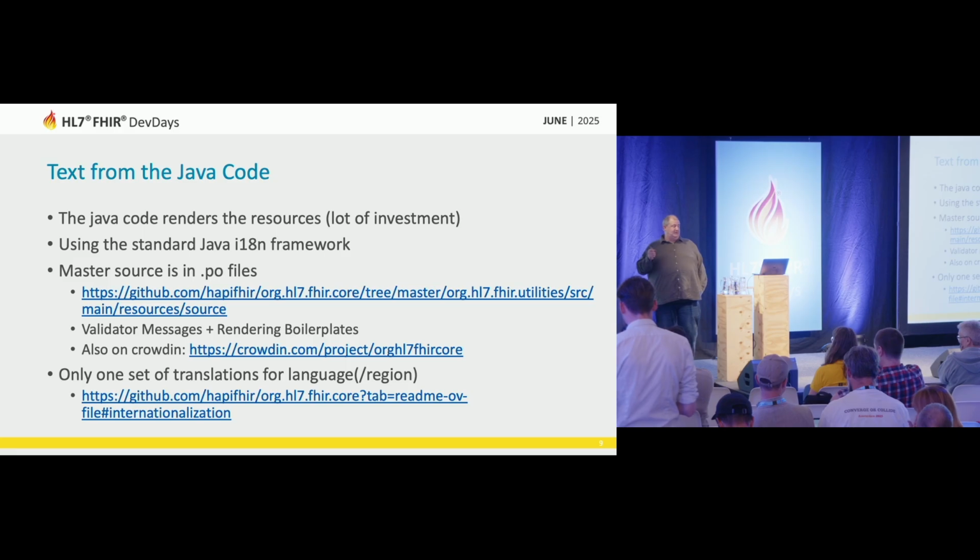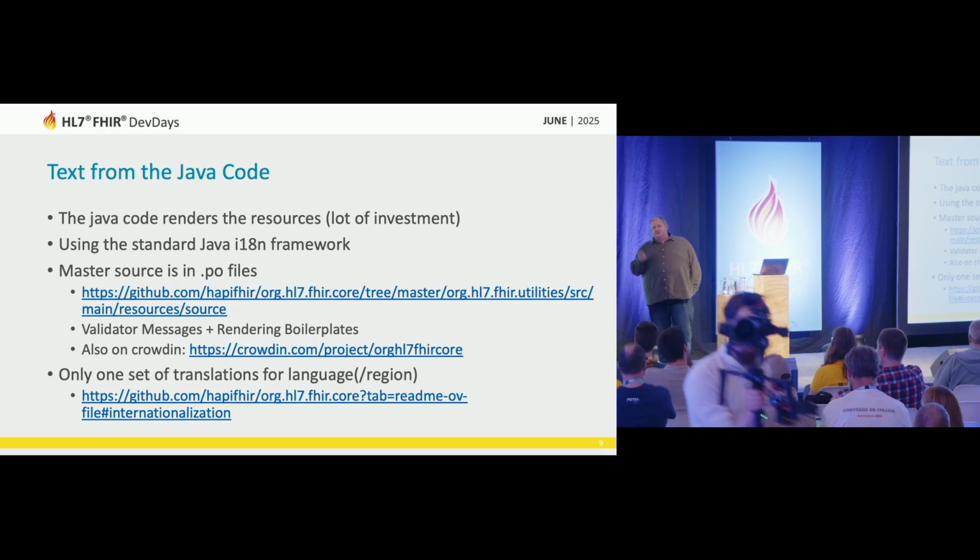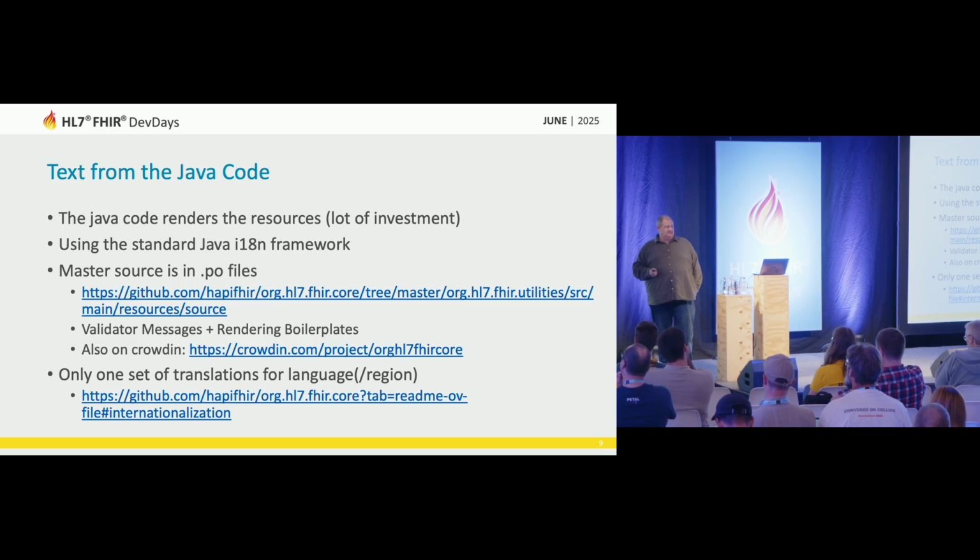And so there's a set of PO files in the directory nominated there that are the master translations for implementation guides. You can translate both the validator messages, which is good for end users, and you can translate all of the rendering boilerplate text. There's over 3,000 phrases to translate, so it's not for the faint of heart to do that and to maintain that. There's always new phrases every week as we keep developing the content.